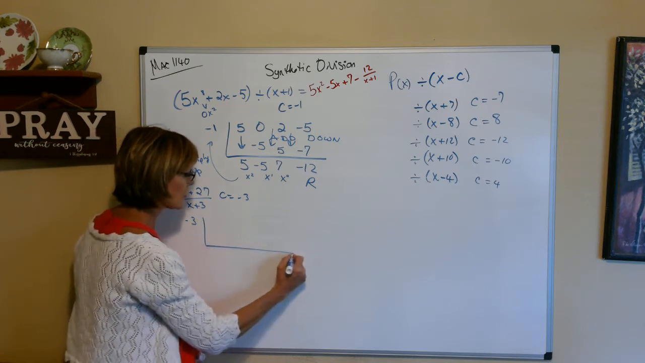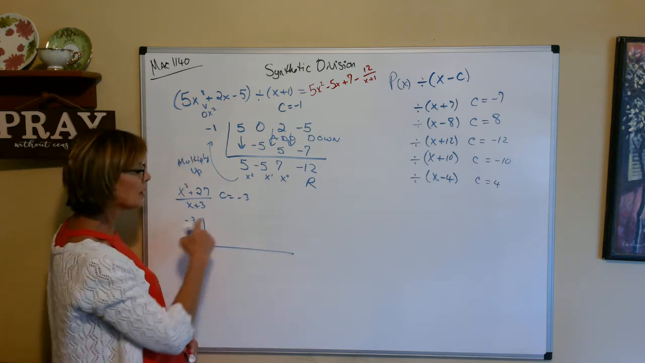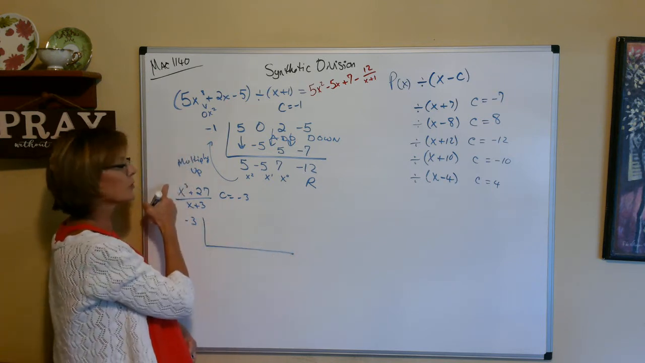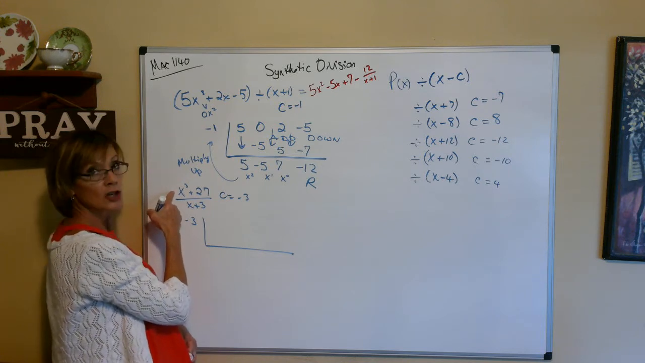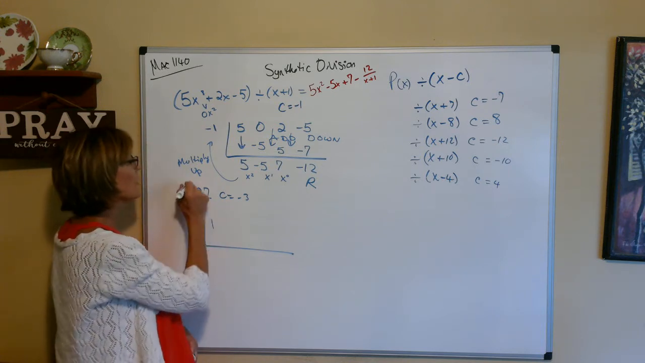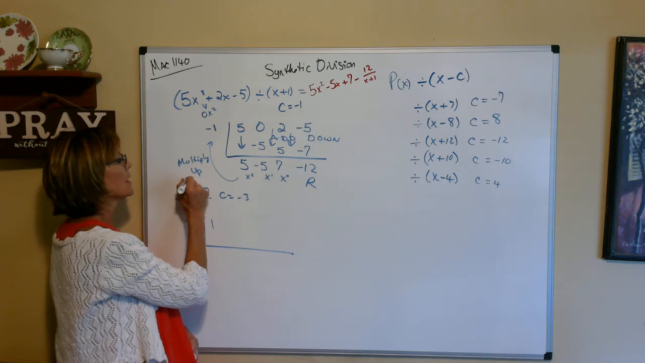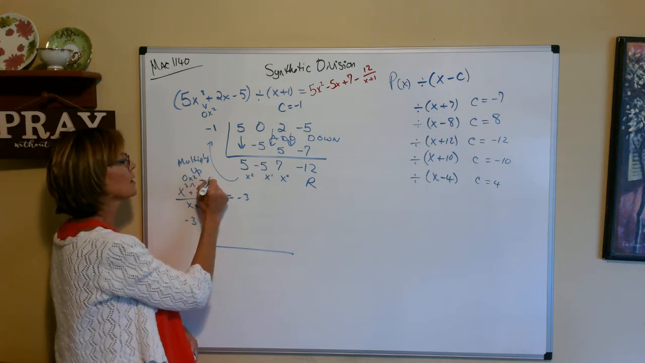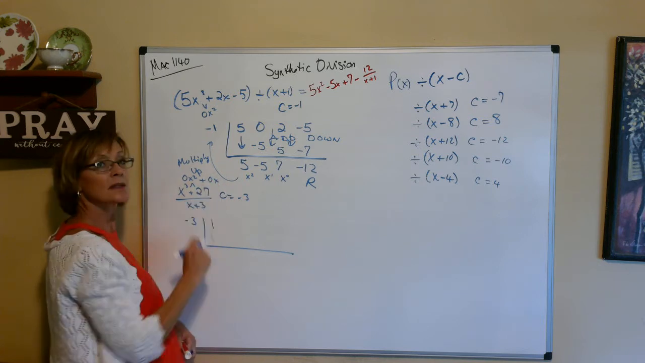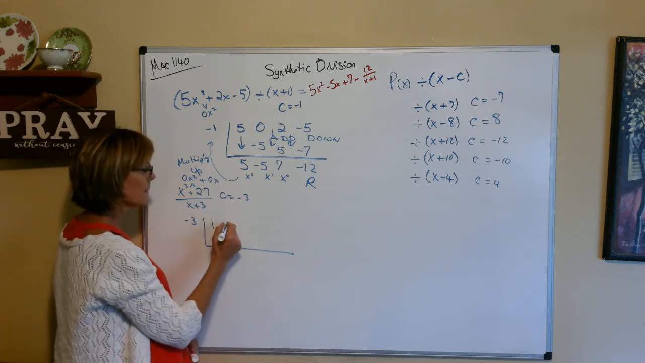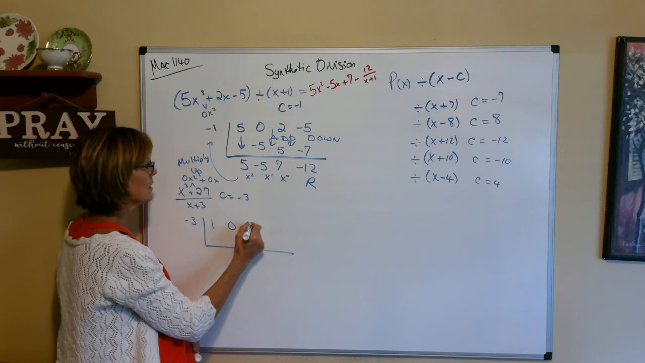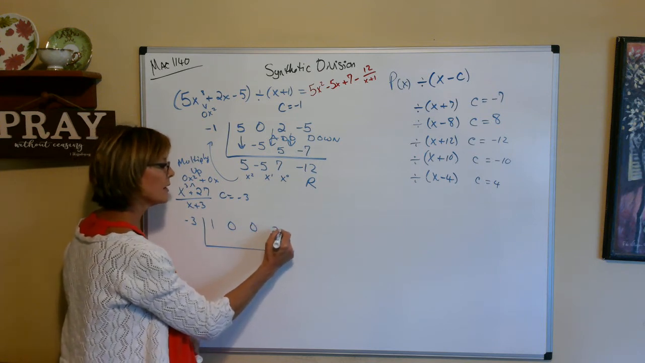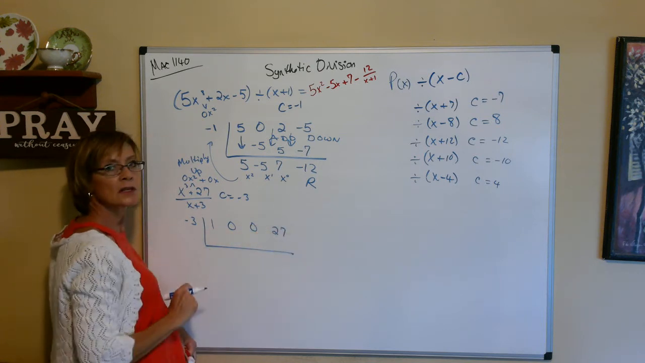Put that there and draw your big long L. Then you put in the coefficients of the polynomial you're dividing into. x cubed is 1. I'm missing an x squared term, plus 0x squared. I'm missing an x term, plus 0x. I put those in there. So 1, 0, 0, and 27. Those are the coefficients.